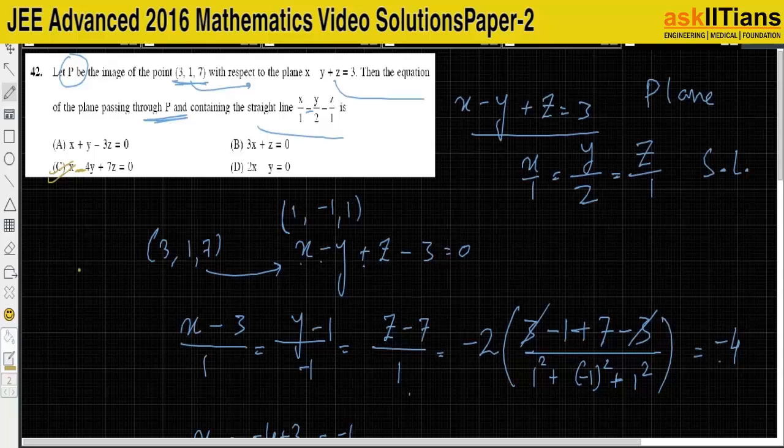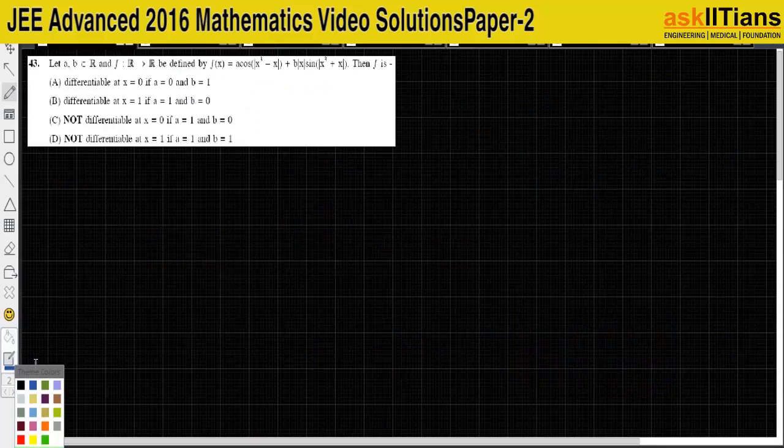So this question was also very easy. You just need to apply the formula of image of a point, and once you find the image of that point, then it's very easy to write down the equation of the plane. This was a question one cannot afford to miss in the exam, because all of those who are getting selected might have solved this question. Very easy question. Okay, now let's look at question number 43.